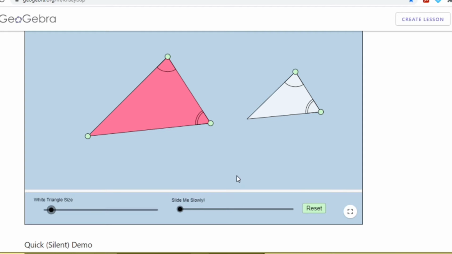Now let's see an interactive demonstration of this theorem. So here we have a pink triangle and a white triangle, and two angles of the pink triangle are equal to the two angles of the white triangle. See, this angle is equal to this angle and this angle is equal to this angle. You can check it here, I'm going to slide it slowly. Let's see what happens. So you can see that these angles are absolutely equal and these angles are also equal.